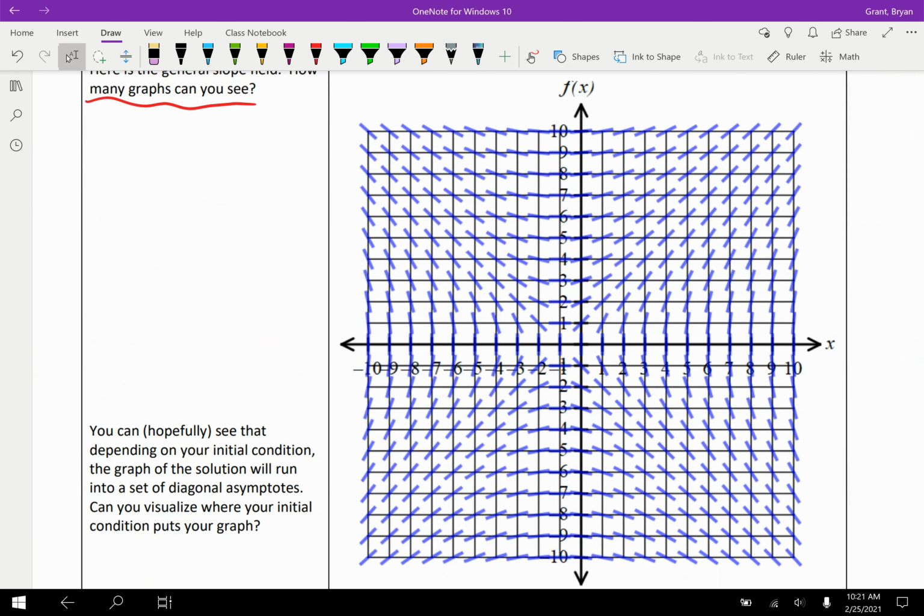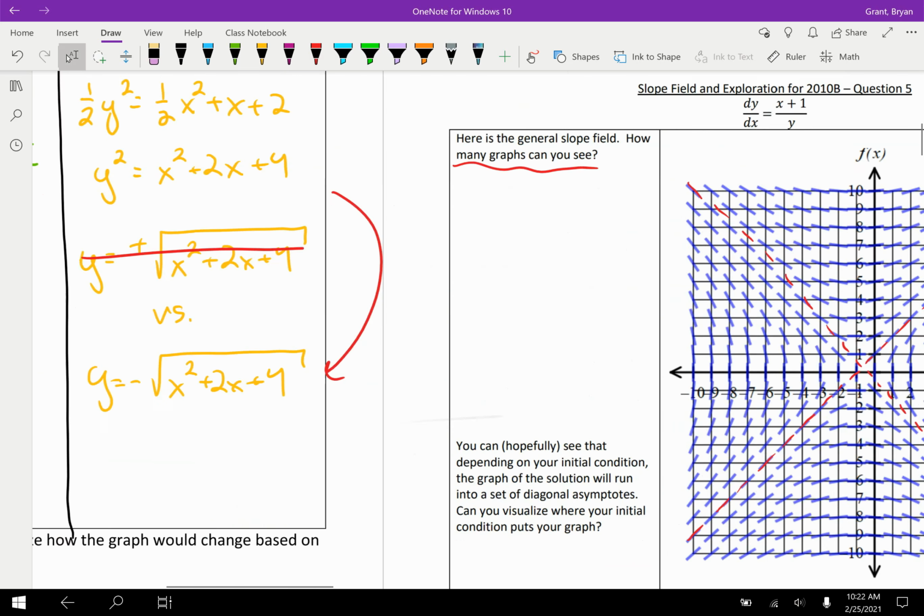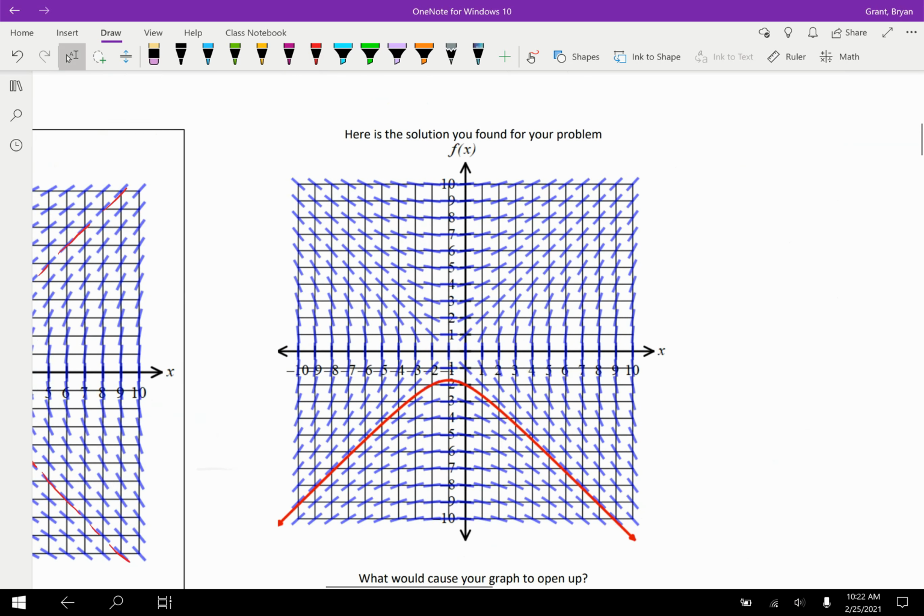Because I see a whole bunch of them, right? Maybe you'll see that depending on where your initial condition is, the graph of the solution is actually going to run into these kind of asymptotes right here. Okay, and you might not be able to see that they're asymptotes right away. And honestly, it's very tricky to see that these are asymptotes sometimes. Sometimes this could just be a diagonal line, right? But the reason I'm pretty convinced they're asymptotes is I actually graphed the solution we found over here, that negative square root. It's right here.